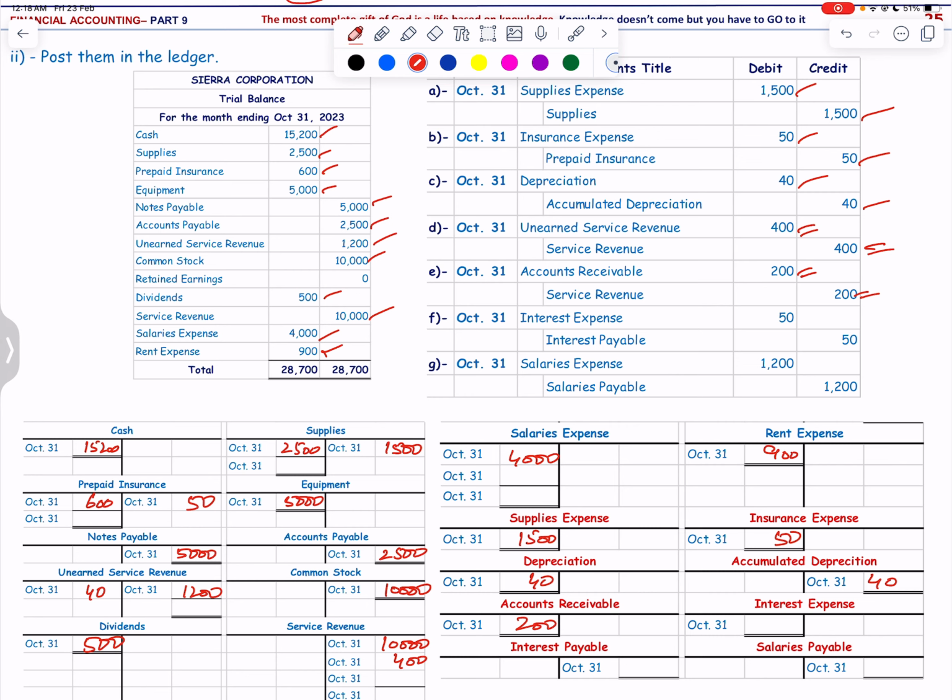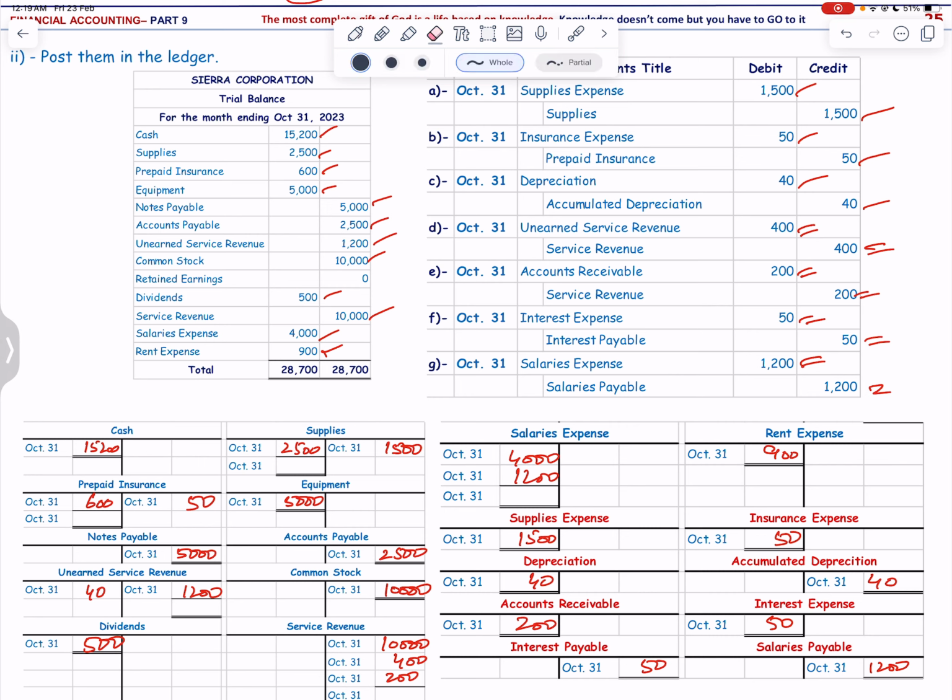Service revenue is debited by 200. And then interest expense is 50, and interest payable is credited by 50. Then we have salaries expense of 1,200, and salaries payable is 1,200.